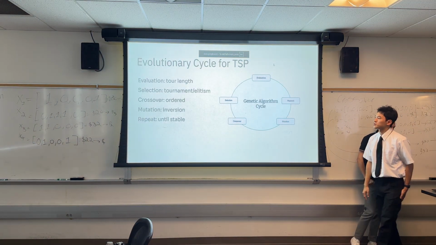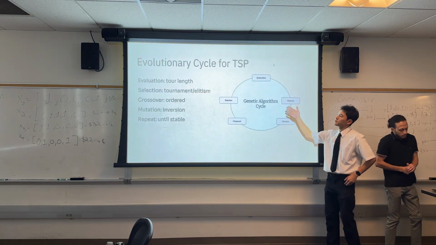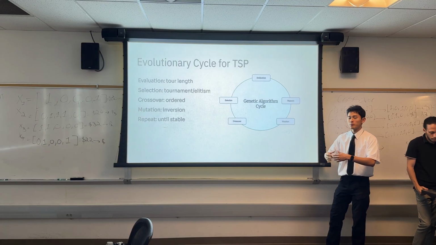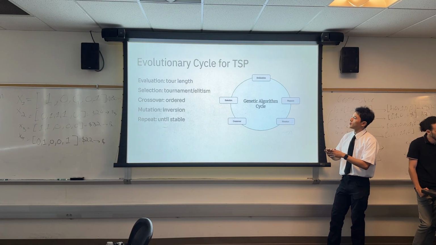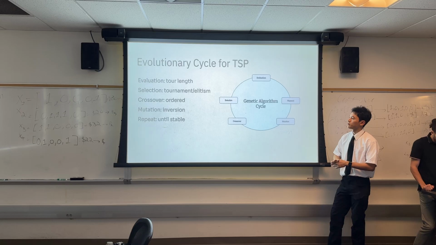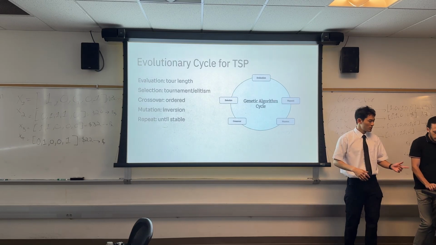So as the whole cycle states, we just find the best tour length in the section that we pick. We use elitism and tournament selection and order crossover to make sure that it's not too big of a tweak, and inversion mutation to make a little randomness but not too much until it's stable.